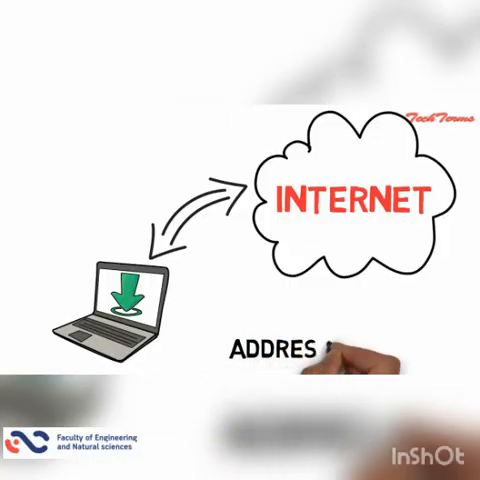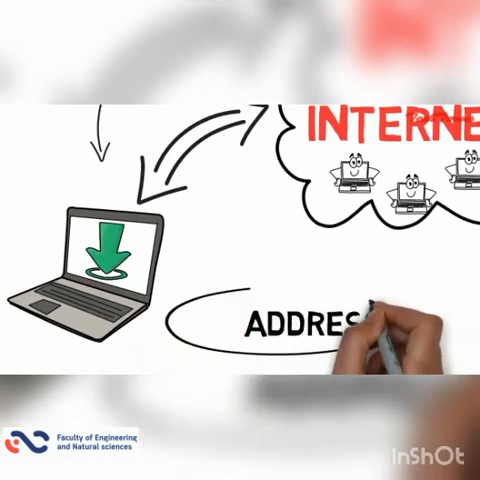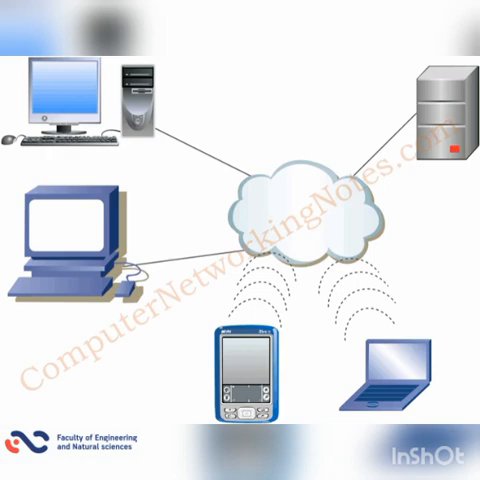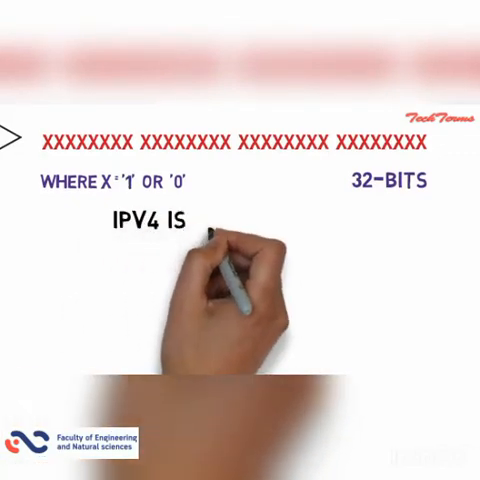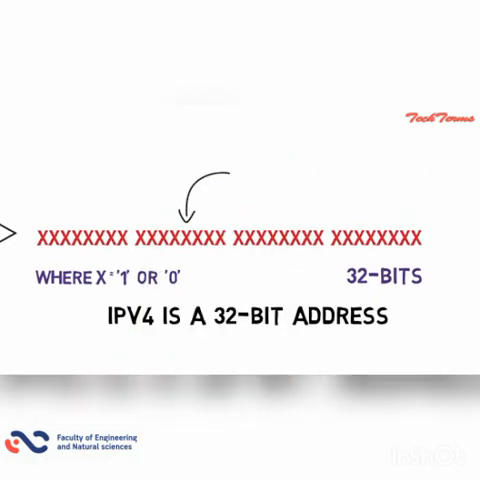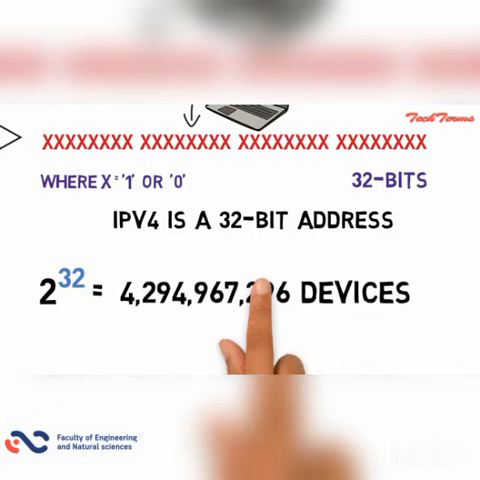Your computer needs an address so that computers on the internet can send you a file that you want to download. That address in internet terms is called an IP address, which is a stream of numbers written in a certain format. IP address is of two types, IPv4 and IPv6. IPv4 is a 32-bit address. In IPv4, a unique sequence of bits is assigned to each computer. Therefore, the total of 2 to the power of 32 is approximately 4 billion devices.